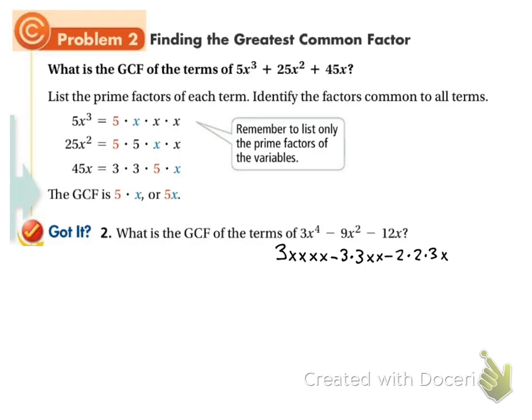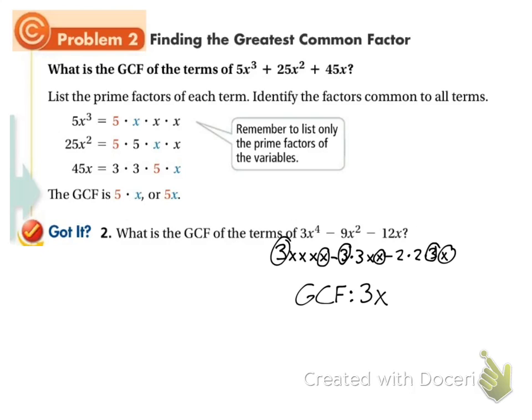Then you want to go through and say, what can I take from each of those? Well, I can take a 3 from each of those. And I can take 1x from each of those. So you're only allowed to take something if you can take it from all spots, okay? So then my GCF is whatever I took from each term. So I ended up taking a 3 and an x from each of them. So my GCF was 3x.